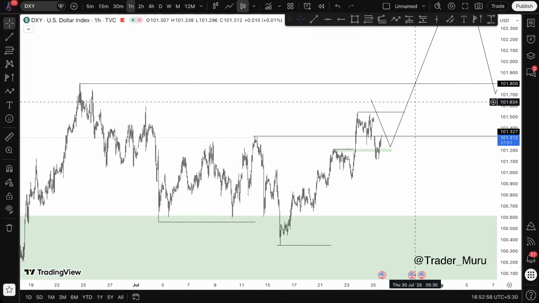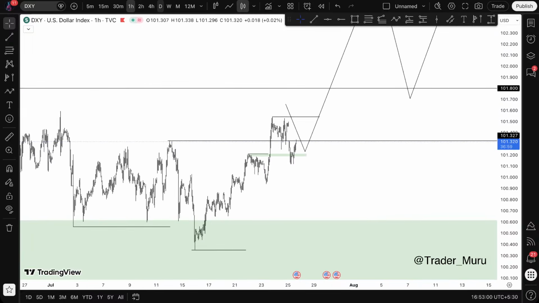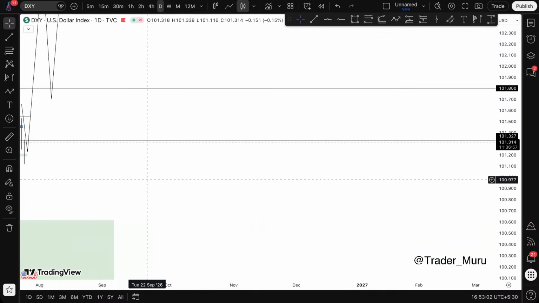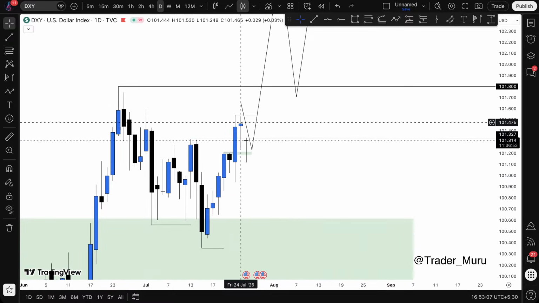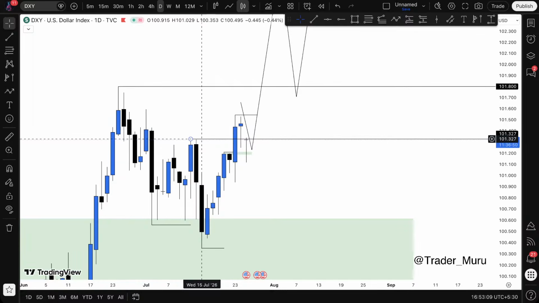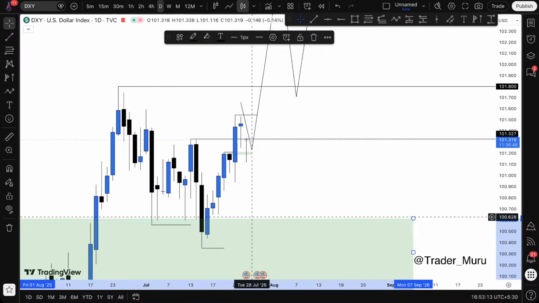And I am bullish on DXY because we have a daily time frame change of character here. Two candles closing above the previous structural area. Even if it dropped to this green zone again, it will be a buy opportunity.